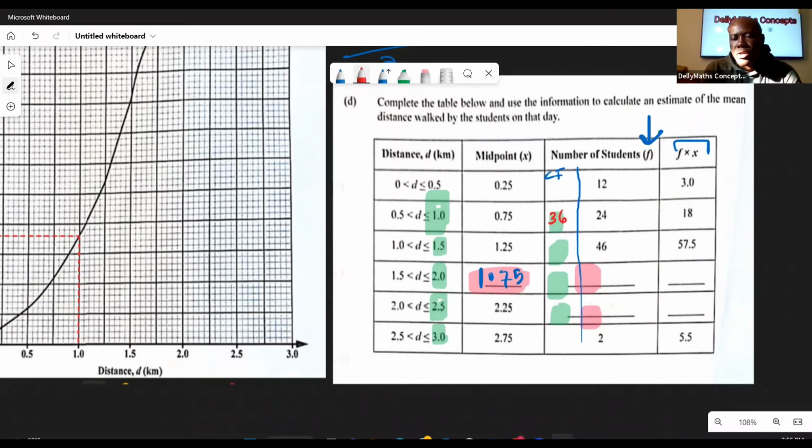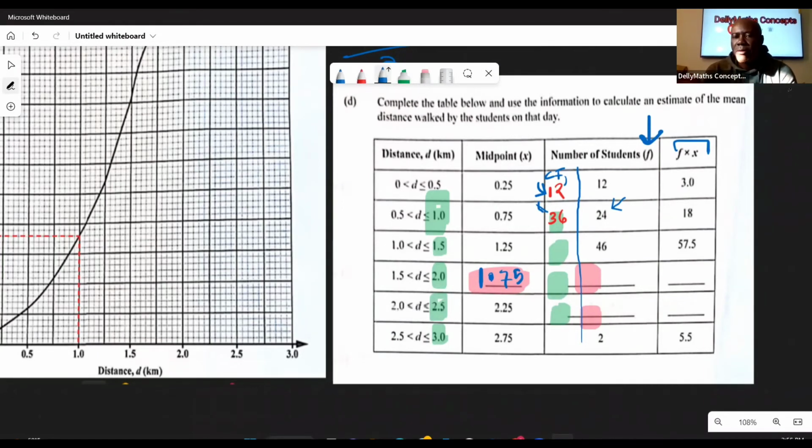We could see here there was a 12 in the beginning, right? If you subtract the 12 from the 36, you could see how the 24 came about. The 36 and the 12 are two consecutive cumulative frequencies. If you subtract them, you will see where the 24 is coming from.